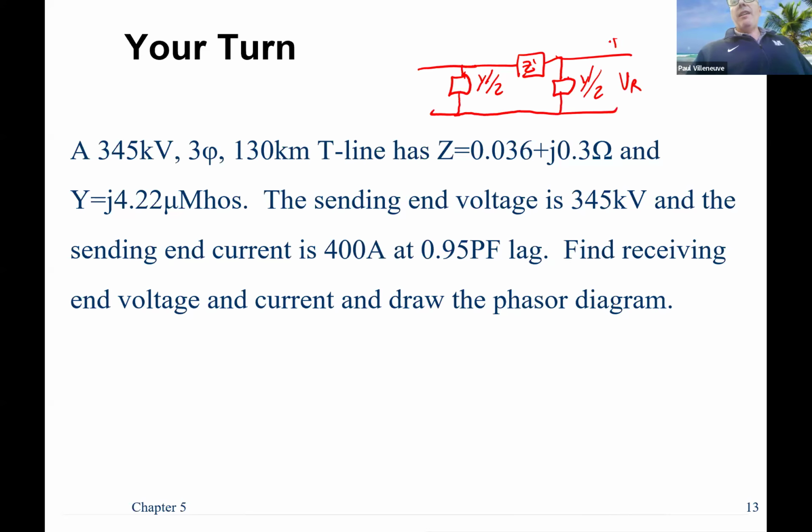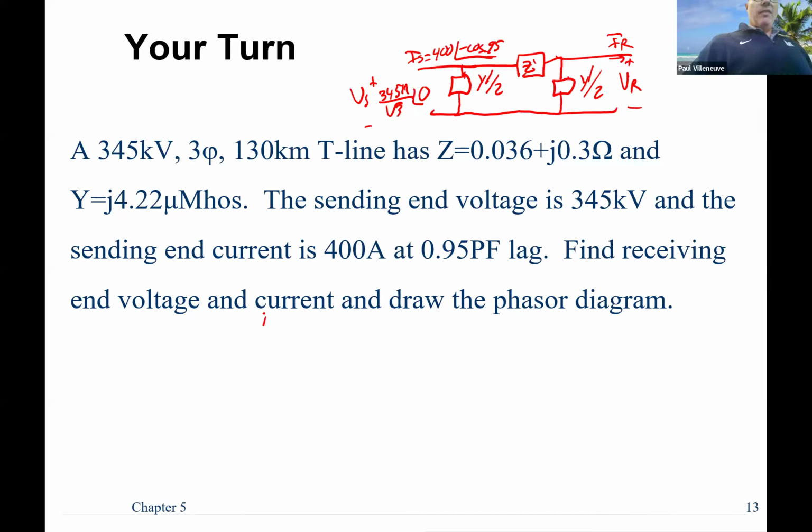Here's my VR and my IR. And my VS, I actually know what it is. It's 345 kV divided by the square root of 3 at an angle of 0. Remember how we need to convert those to phase quantities? So I'm going to divide my voltage there. My sending end current is 400 at an angle of inverse cosine negative 0.95.